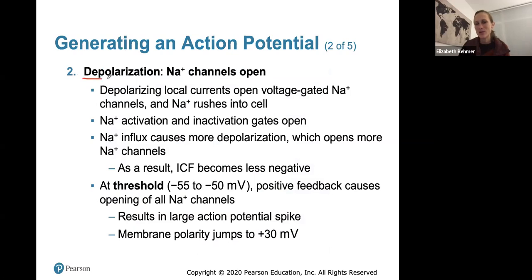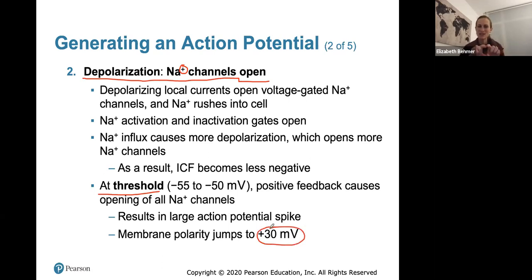Then we get into depolarization, and this is when sodium channels open and sodium will rush into the cell down its electrochemical gradient. When sodium rushes into the cell, it brings its positive charge with it. So because of that, the inside of the cell gets to be more positive. If the inside of the cell reaches a value called threshold, which is about -55 to -50, a positive feedback mechanism occurs, which will open all the sodium channels, and this results in a very large action potential spike, bringing the membrane potential up to about 30 millivolts.